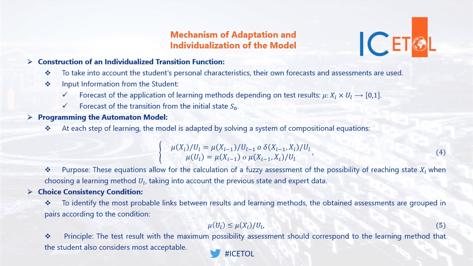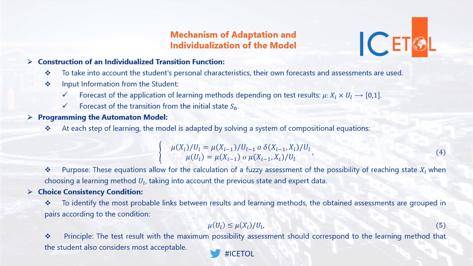At each step of the learning process, the model adapts by solving a system of compositional equations, presented in Formula 4. These equations allow for the computation of a personalized fuzzy assessment of the possibility of success by integrating objective data from the instructor and subjective data from the student.